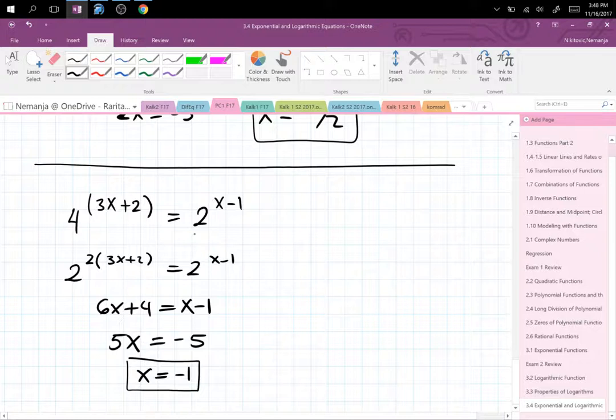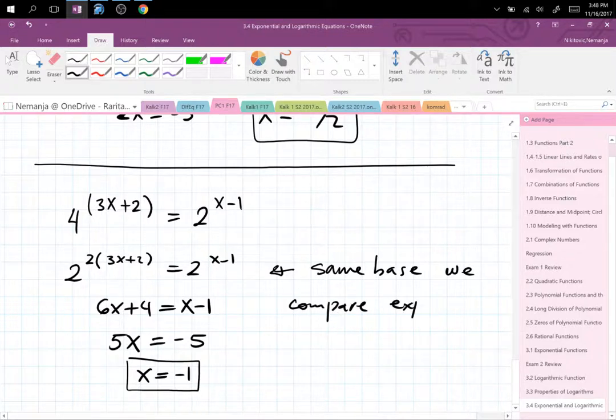So here's your 4. Exponent stays the same. And then this is where we say same base. We compare exponents. Because it's the same base, there is an equal sign in between. So sometimes you have to work with the left side, sometimes with the right.